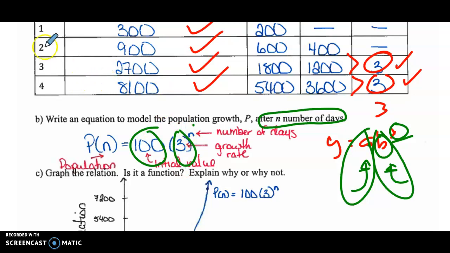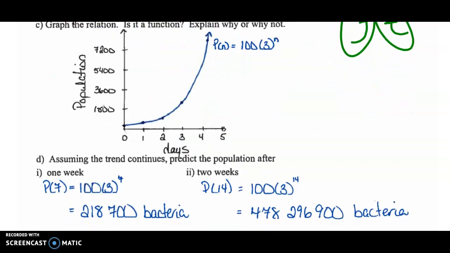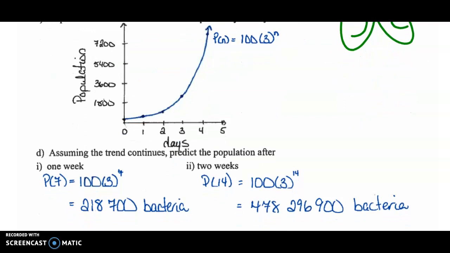If you had a word problem, and we'll do a couple later, you can look at the rest of this here. Is it a function? Sure, it passes the vertical line test. Then these questions ask what the populations are after a week. That's 7 days, so you throw a 7 in there and get your answer. 14 days, get your answer. But let's do a different question.